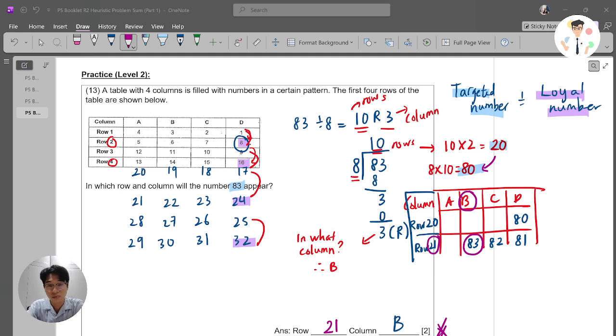So again, I hope you try to understand what that means. Why am I multiplying by 2? Because I'm skipping 2 rows here. Can you see it's row 2, 4, 6, 8 like this. And why do I multiply 8 by 10? Because this is 8, and 8 times 10, I know that at row 20, at D, I have this 80. That's why I got 80 here. And with that, I follow the sequence 81, 82, 83. Then I see column B. And that's why I tell you this is B.